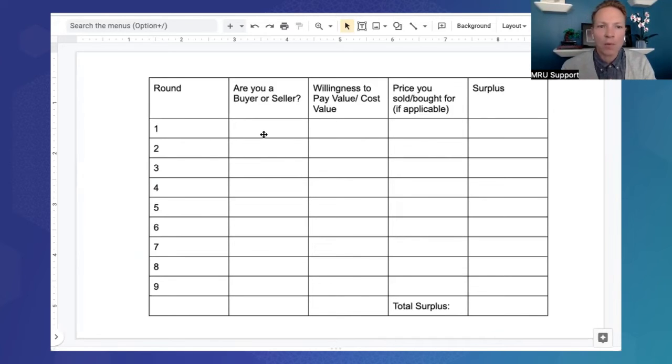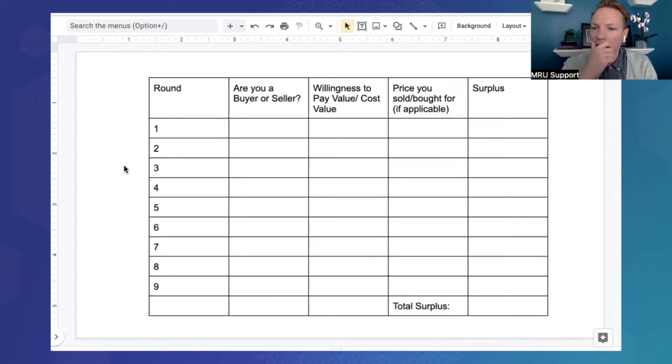Are you a buyer or seller? What's the willingness to pay? Your cost, if you sell it, how much you sell for, and your surplus. So it's a nice game that sort of sticks in their mind, if it works, and it usually works, that it's the invisible hand. Nobody forced this price on the market. The price just emerged between buyer and seller interaction.